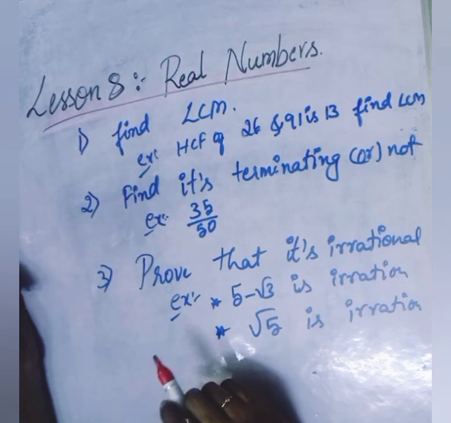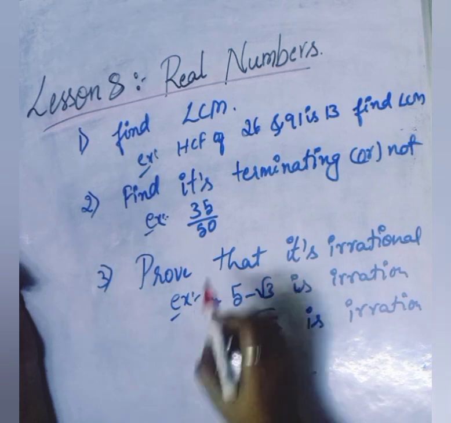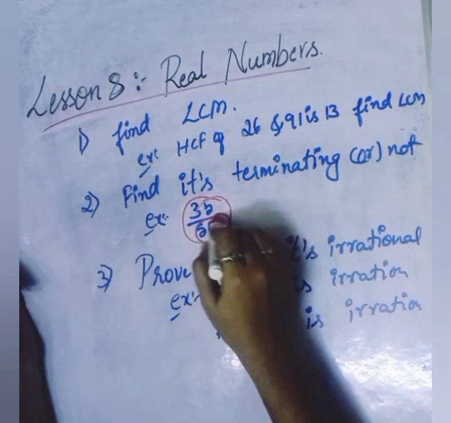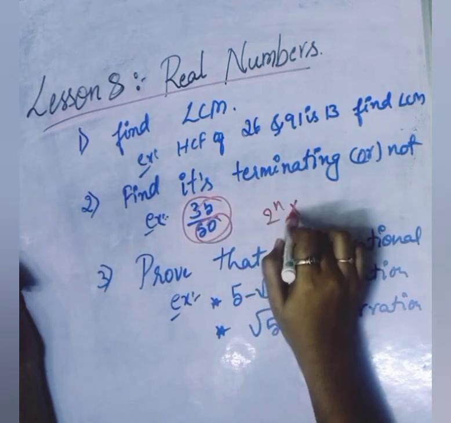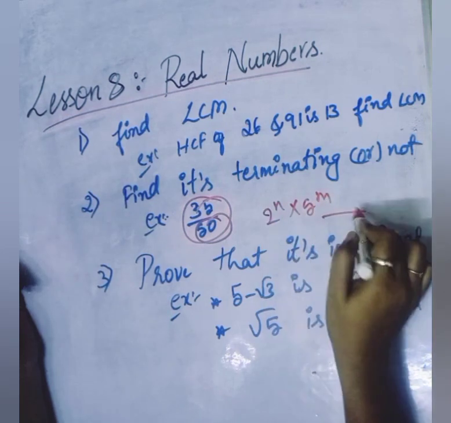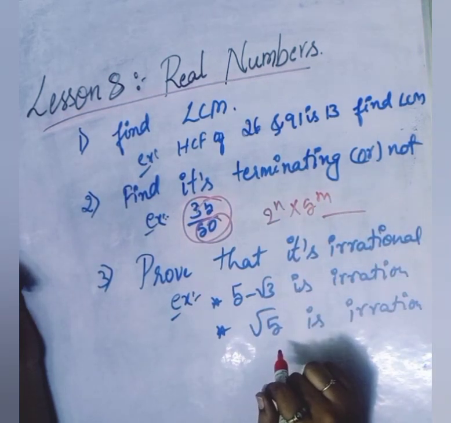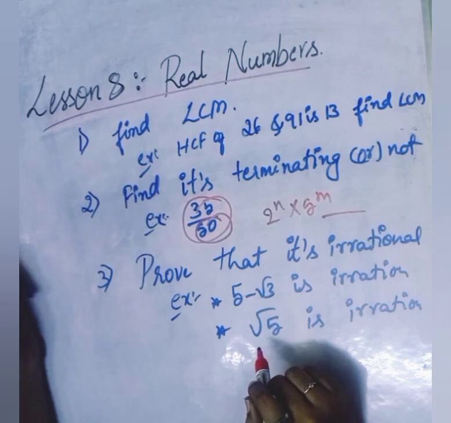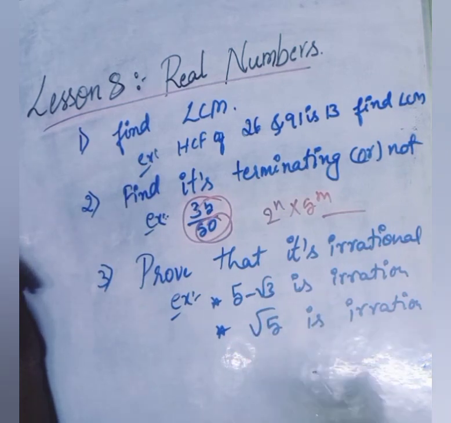And second one, find whether it is terminating or non-terminating. They will be given a fraction, so you need to make the denominator in the form of 2 power n into 5 power n. Then you can mention whether it's terminating or non-terminating. And the third one, the condition, prove that it's irrational. So they may ask two types of questions.